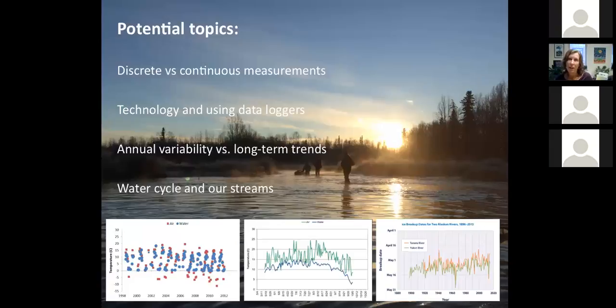data set there. So just something to think about, the different ways that you can use temperature to help tell a story and help kids learn about the new technology that scientists are using. Again, those loggers are only about $100, so very potentially accessible for a lot of folks.